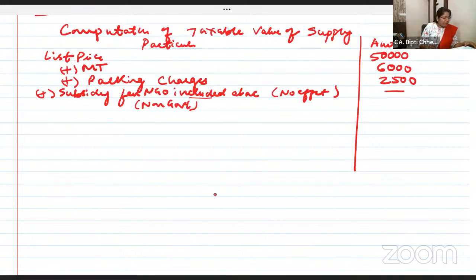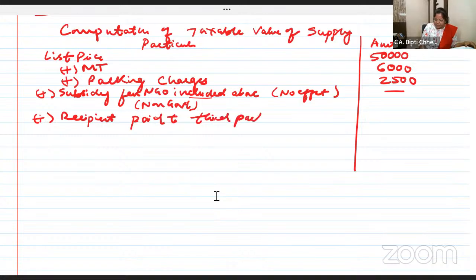Next item is what, beta? Paid to one of the vendors by the recipient, paid to a third party. सप्लायर की जगह रिसिपेंट ने थर्ड पार्टी को पे किया 2000. Is it a part of the transaction value? Yes. Okay.